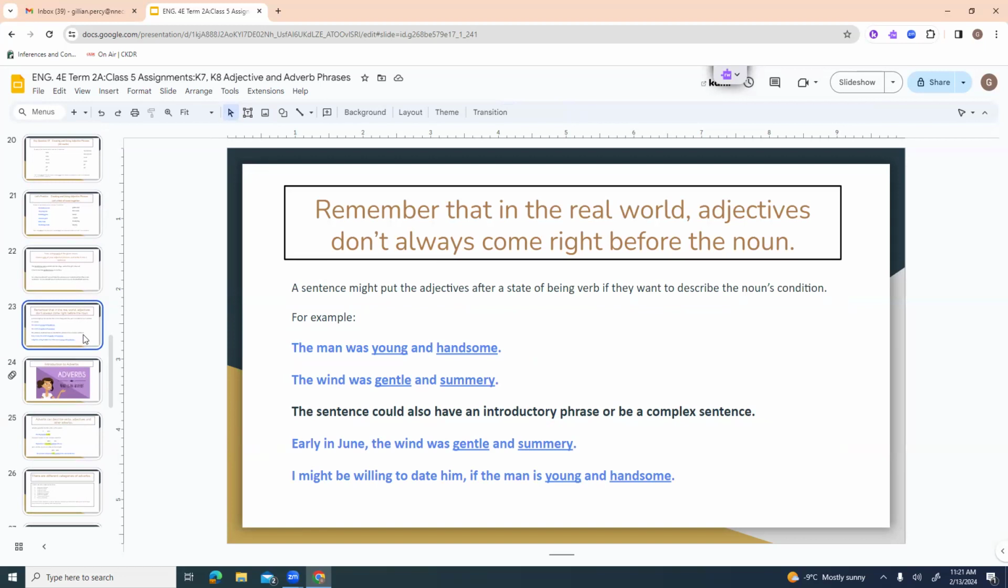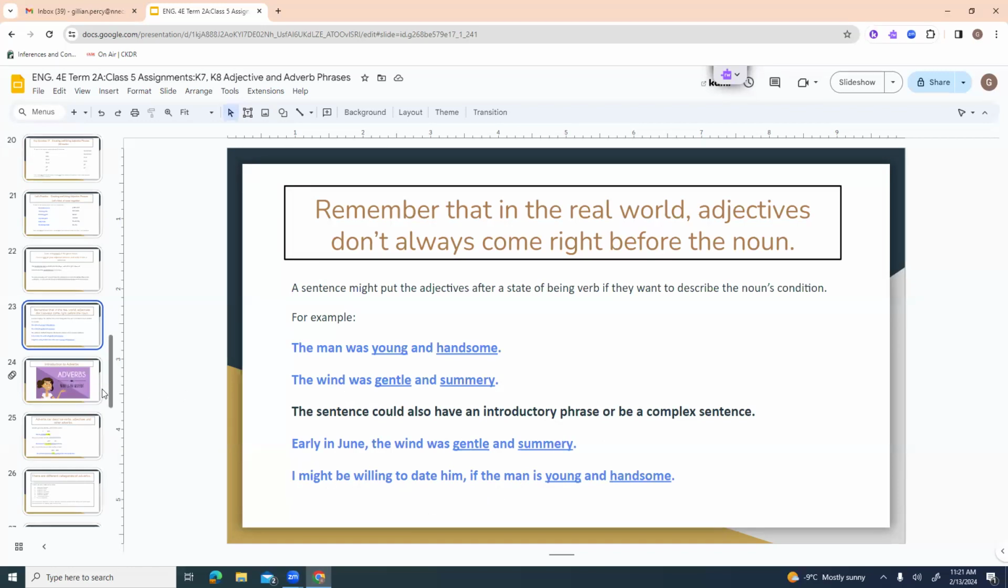In the real world, we don't always put our adjectives right before the noun. Sometimes we would put it after a state of being verb if you're just wanting to describe the noun's condition. So the man was young and handsome. The wind was gentle and summery. Even in a sentence that's a little bit longer, like a complex sentence or one that has an introductory phrase, you could still have adjectives in that space. Early in June, the wind was gentle and summery. Even though they're at the end, they're still describing the type of wind. I might be willing to date him, if the man is young and handsome. So young and handsome may be at the end, but they're still describing the word man.